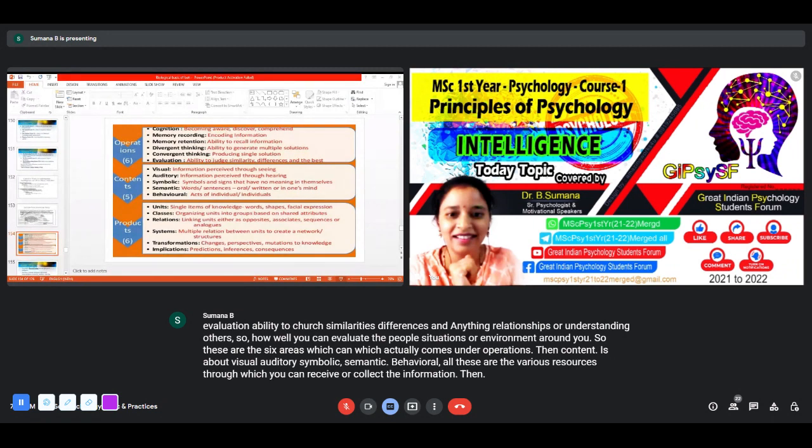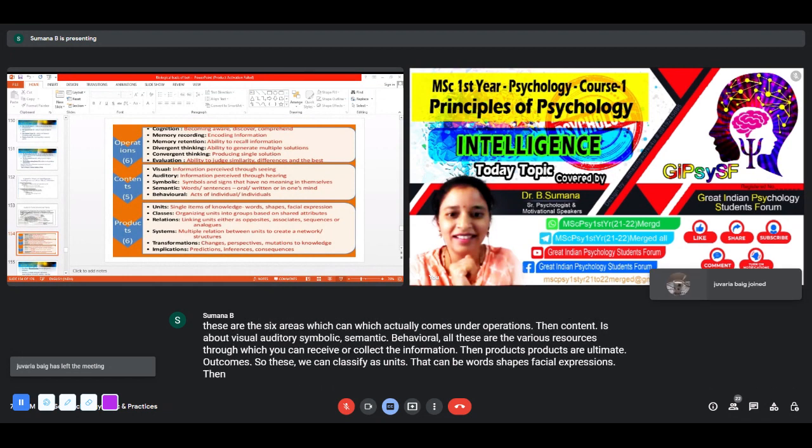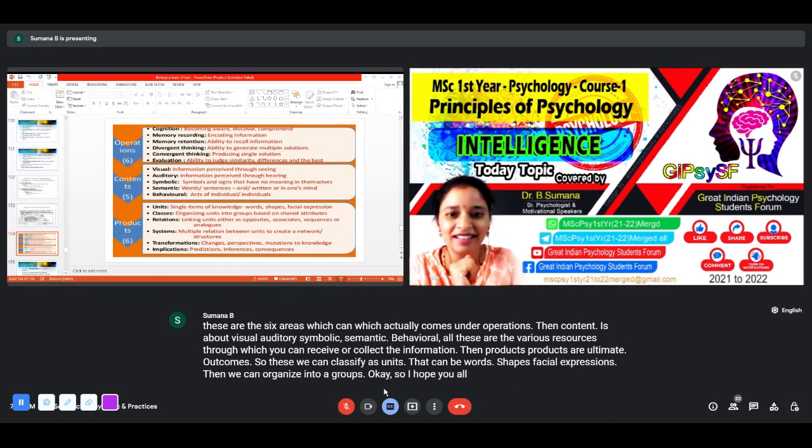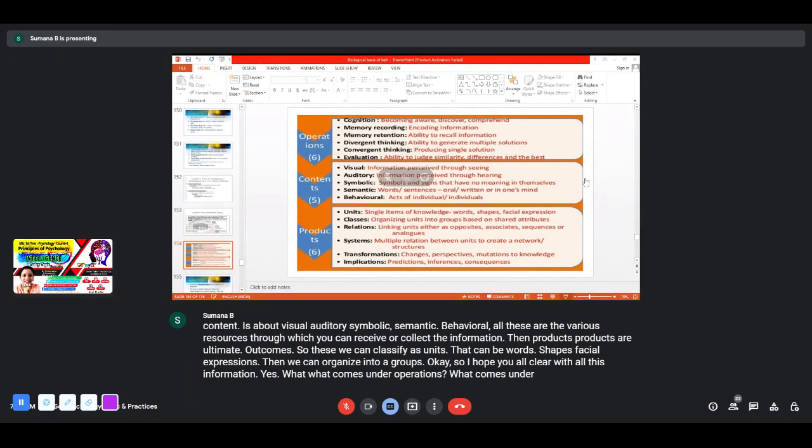Then products. Products are the ultimate outcomes. So these we can classify as units, that can be words, shapes, facial expressions. Then we can organize them into groups. Okay, so I hope you are all clear with all this information: what comes under operations, what comes under contents, what comes under products.